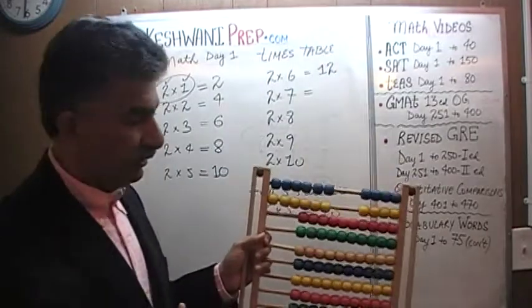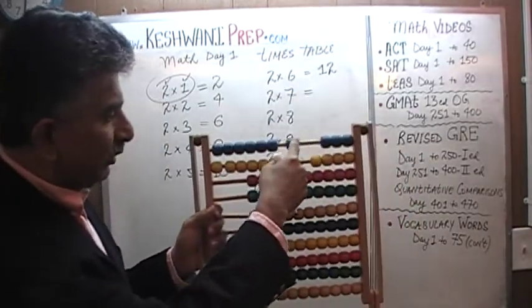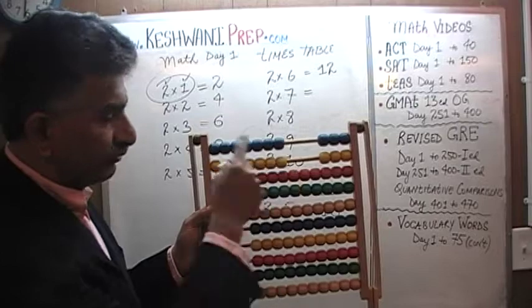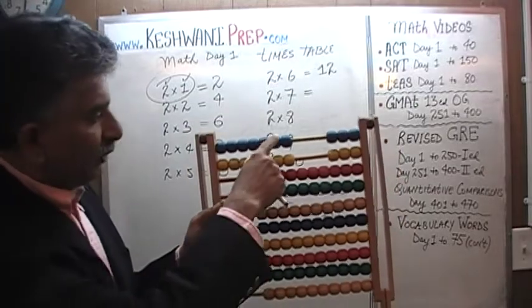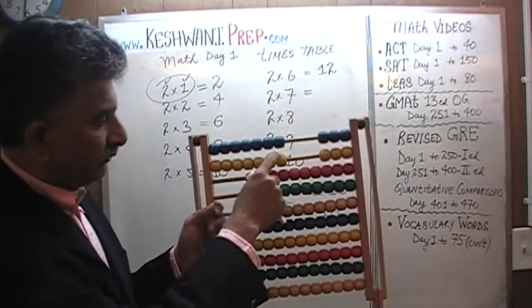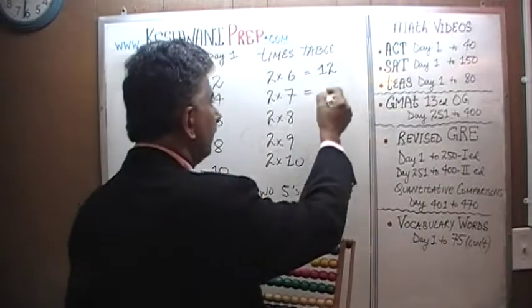2 sevens. Well, for 2 sevens, we already have a 6, we add 1 more to it, and then we add 1 more to this 6. So now we have 2 sevens. Before we had 12, and up to here we had 13 and 14. So it's 14.